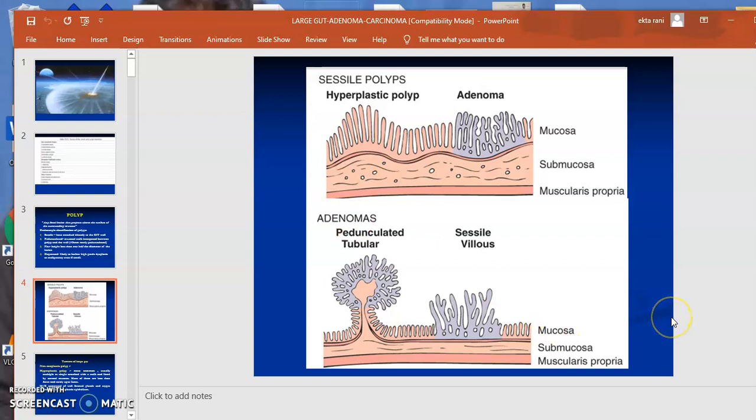So this picture is depicting sessile polyps and pedunculated polyps. Sessile polyps are directly attached to the wall without any peduncle, and pedunculated polyps have a stalk or peduncle.